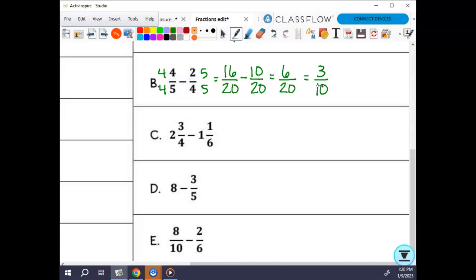We all good? All right, so on C, do we want to wait to see if we need an improper fraction, or do we want to just get them? All right, we'll wait then. You're not going to answer me, I'll just make it up.